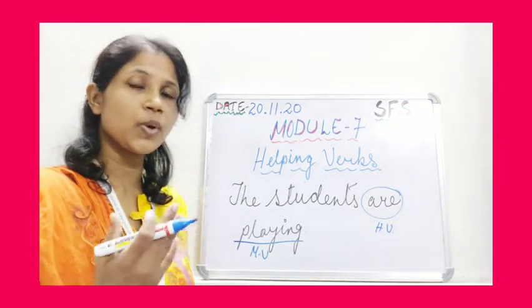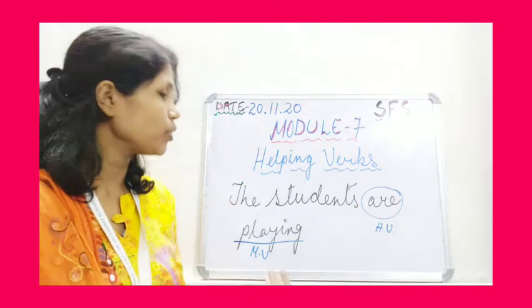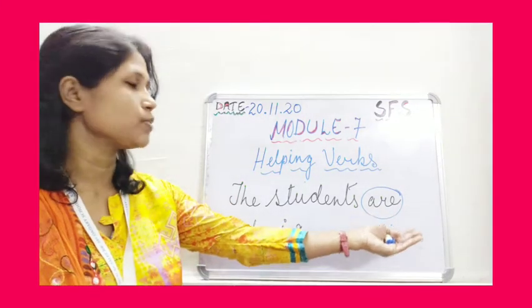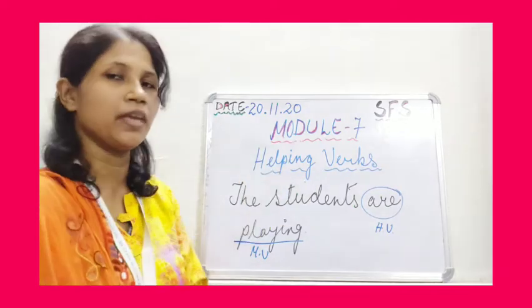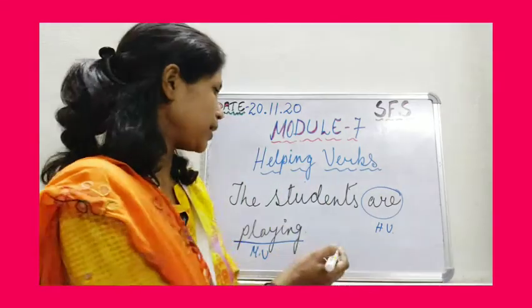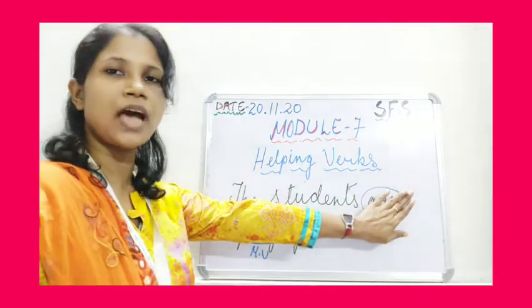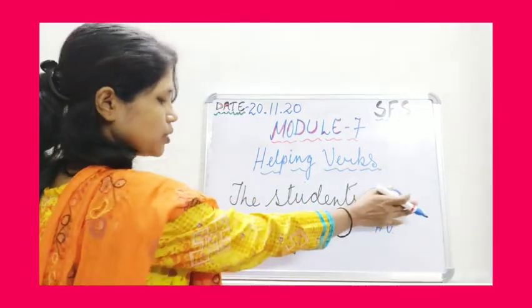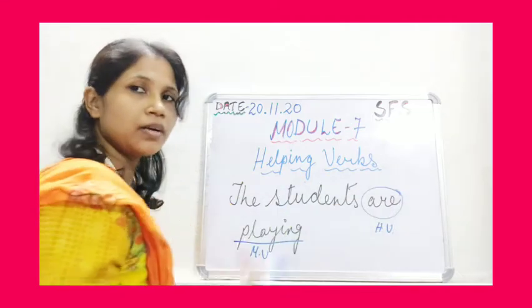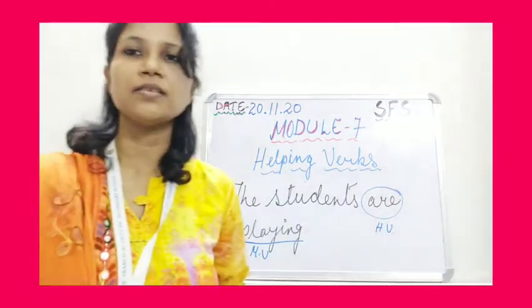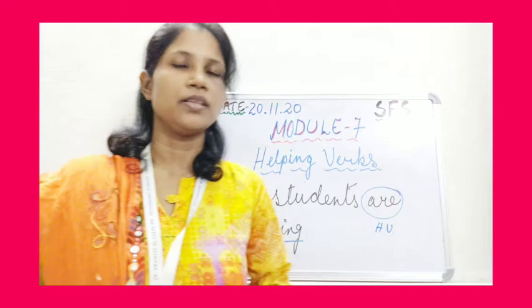The main activity is what? They are playing. Main verb. So before the main verb, always a helping verb comes. If I write the students playing, and I cover this "are", if I say only "the students playing", will it be a correct sentence? Will it be a complete sentence? No, it will not be a complete sentence. It will be wrong.